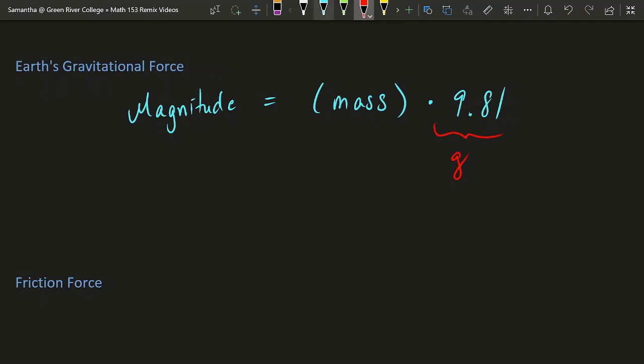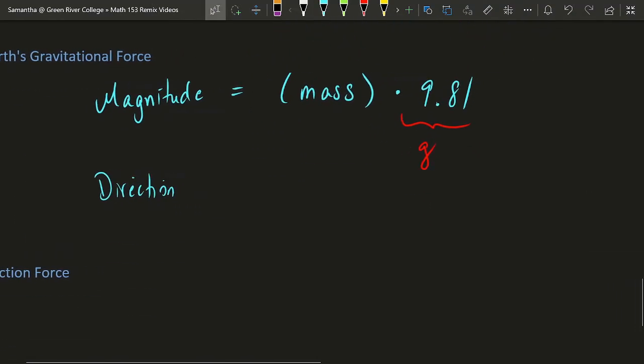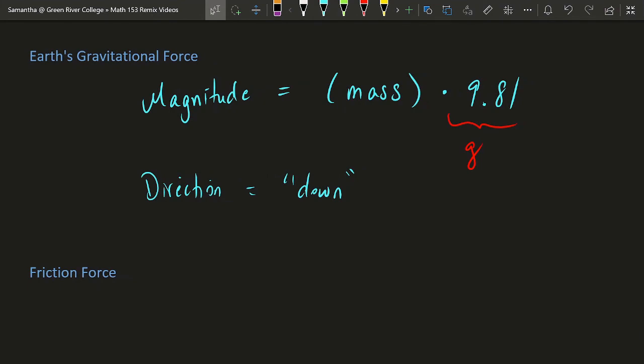The direction of gravitational force is also well understood. The gravitational force exerted by the Earth will always pull us down toward the ground, down toward the center of the Earth. Within the context of this class, if I refer to an object that's being acted upon by gravity, I am going to be referring to Earth's gravity unless otherwise stated.